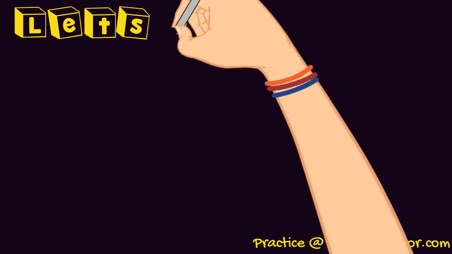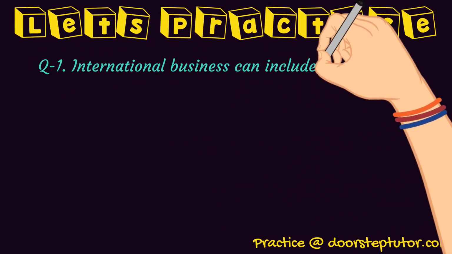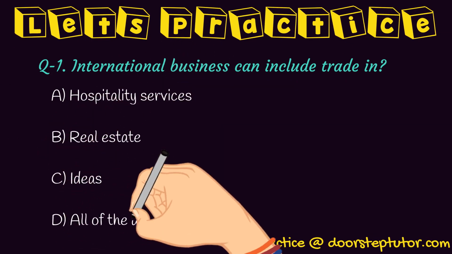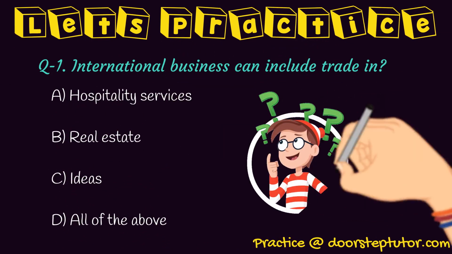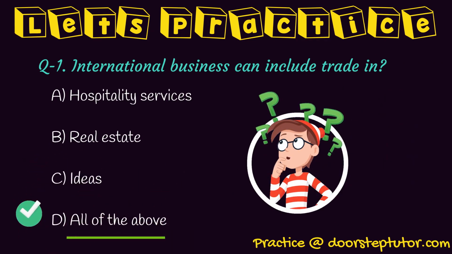Now let us practice some important questions. International business can include trade in hospitality service, real estate, ideas, all of the above. Yes, we can do international business in everything. Everything, remember, except when it is illegal. Everything should be legal. So the correct answer is all of the above.